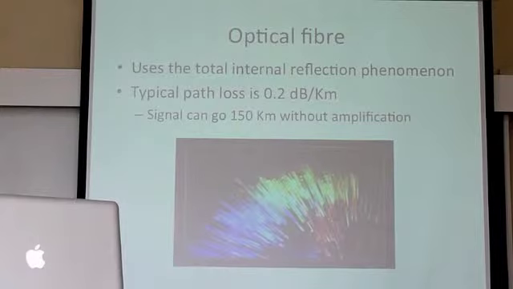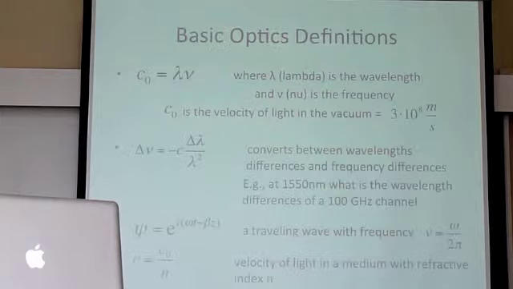The next slide. Again, fiber is characterized by very low loss, 0.2 dB per kilometer, and, as I was saying before, large bandwidth. Imagine a signal can go 150 kilometers without amplification. That's not even remotely possible with an electrical wire.